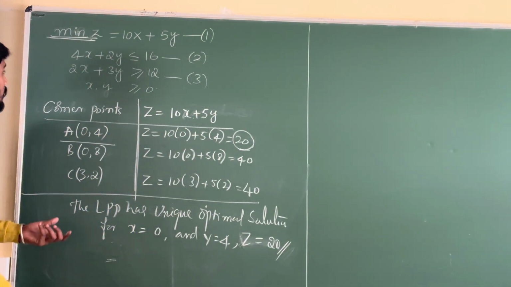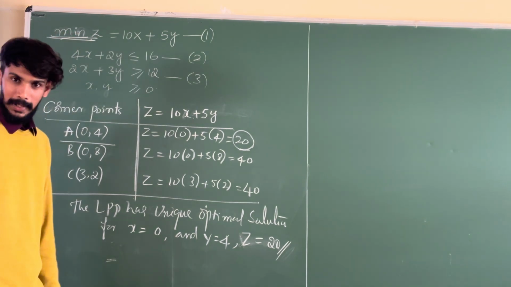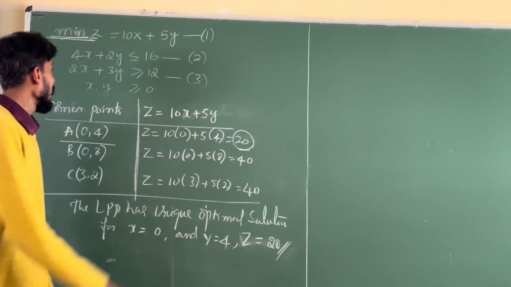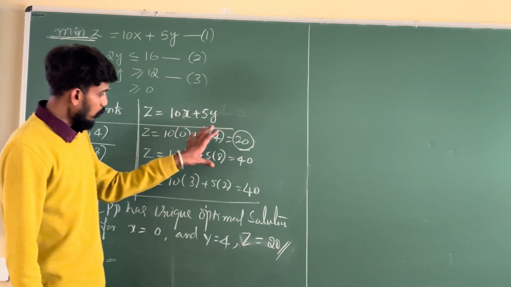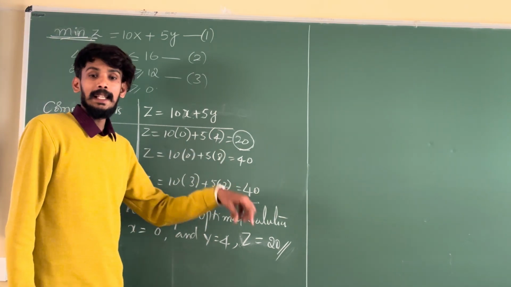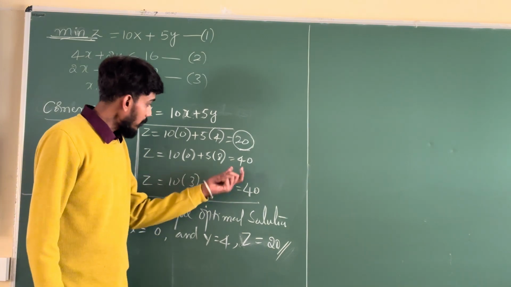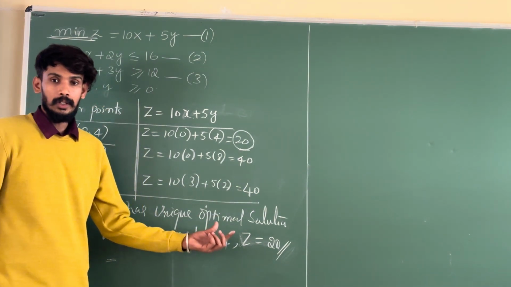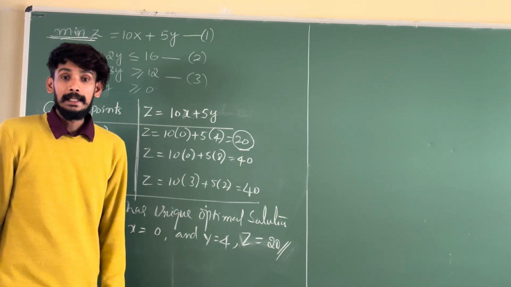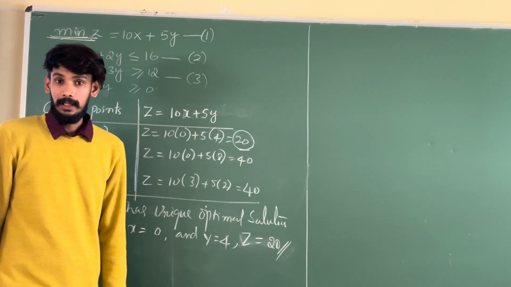And if the objective function were given as maximum, that is a maximization problem, then you would have chosen 40 as its answer. And 40 is repeated twice. Instead of writing the unique optimal solution, you would have written multiple optimal solutions for the given LPP.